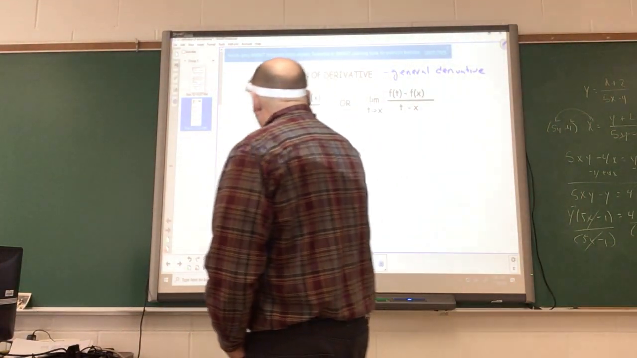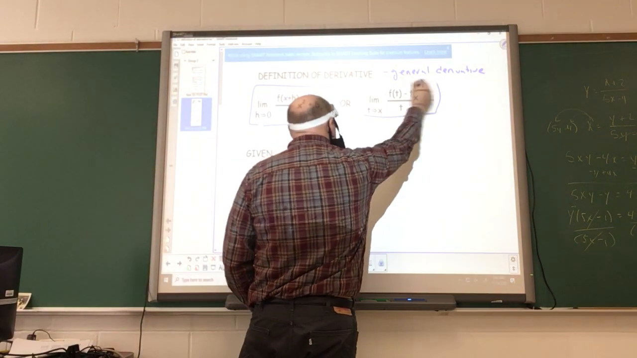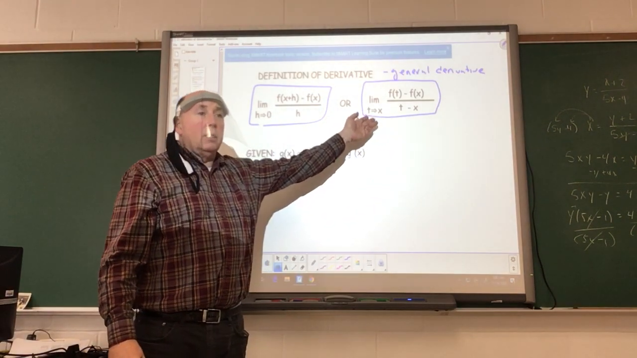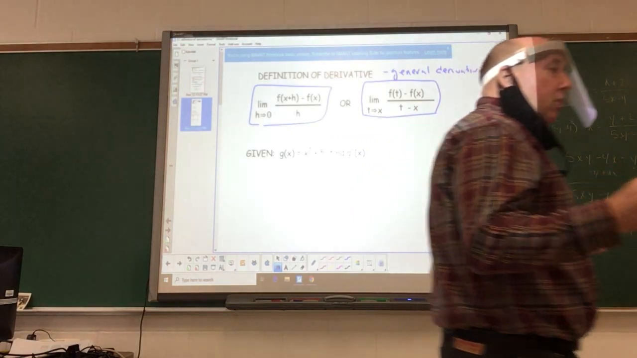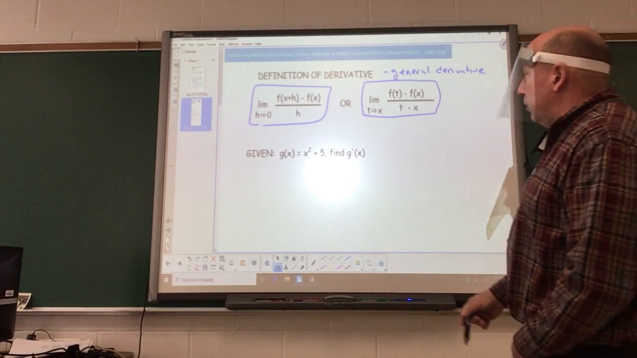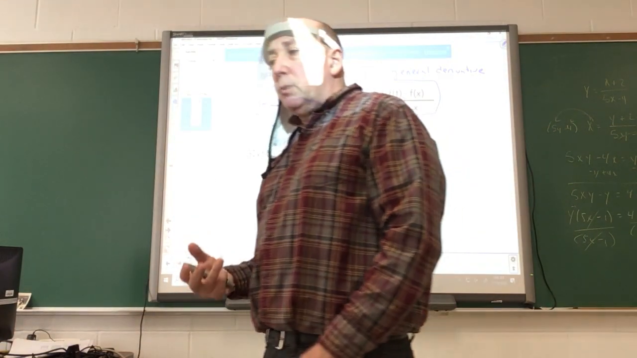Well, we have two different ways. Both of these are difference quotients. I'm still fairly partial to this one here because to me it's easier to factor and cancel and substitute rather than to build up and deal with the difference quotient over there. But either way is the correct way of dealing with this. I want to find the general derivative, which means I want to leave things in terms of x. I don't want a specific value.